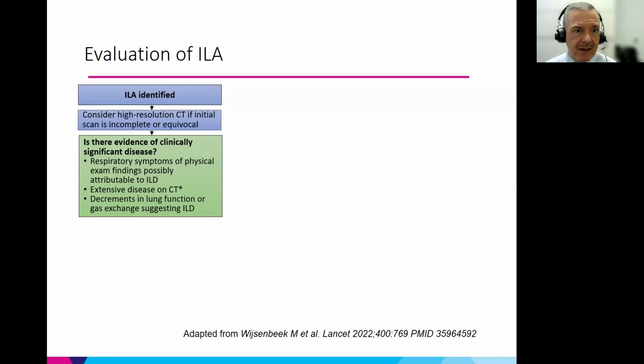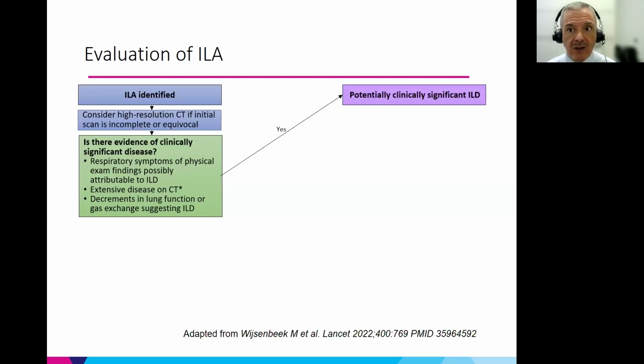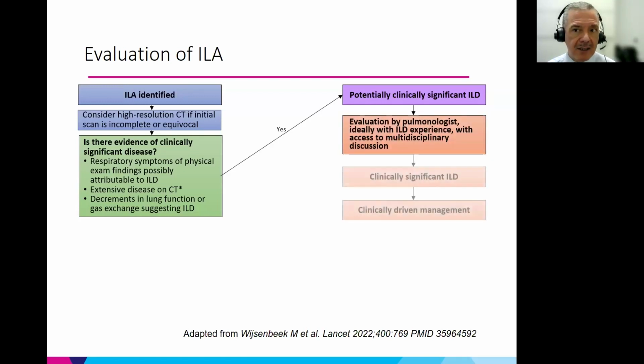So ILA can be identified and confirmed radiologically. If there are symptoms or abnormal lung function, there could be a potentially clinically significant ILD. It's best to refer to a pulmonologist. And if the diagnosis is confirmed, of course, the treatment is implemented accordingly.